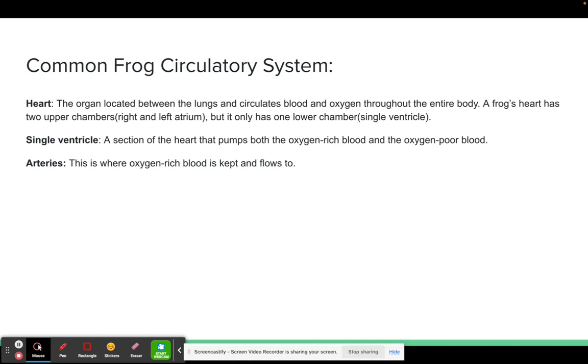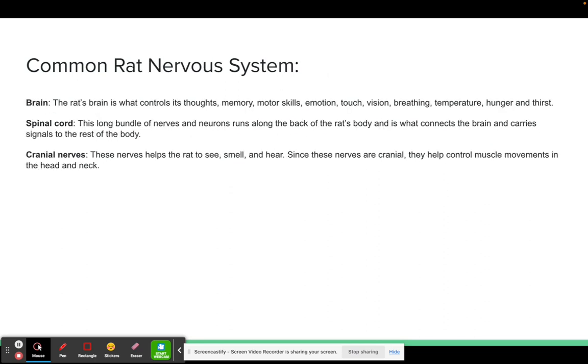And this is a section of the heart that pumps not only oxygen-rich blood, but also oxygen-poor blood. And due to this, oxygen-poor blood is kept in that ventricle by blood vessels. And then it sends that oxygen-poor blood to any other tissues within the body, while it takes the oxygen-rich blood and sends it to arteries, where it keeps flowing throughout the frog's body.